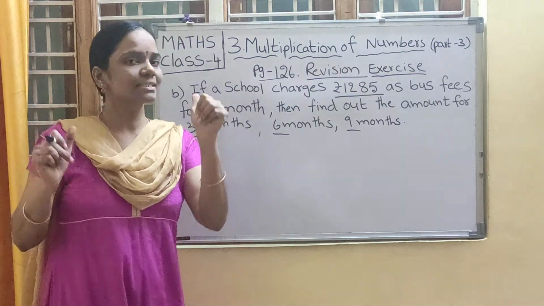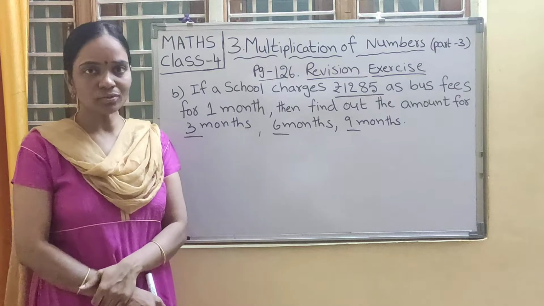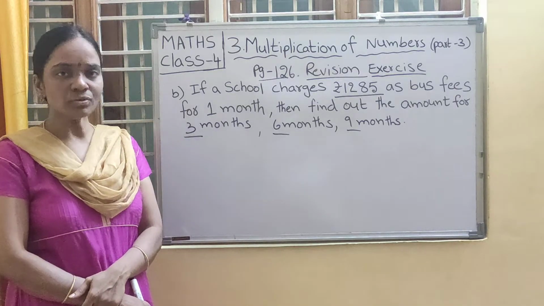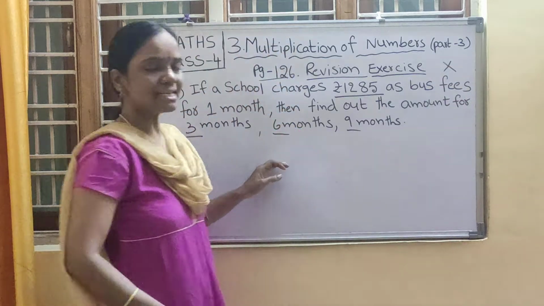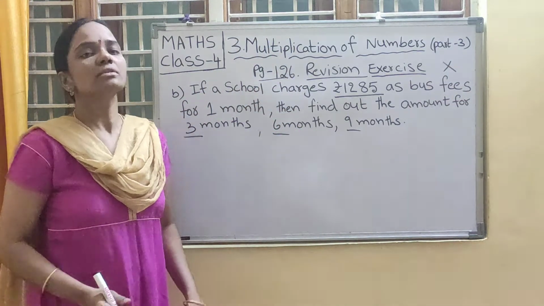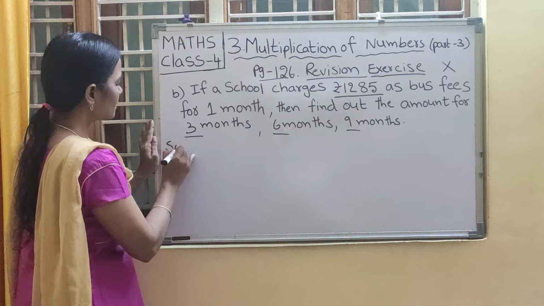Means 3 months, 6 months and 9 months. What do we have to do now? What operation do we have to use? Multiplication. So take multiplication and solve this problem. So first write down the solution.